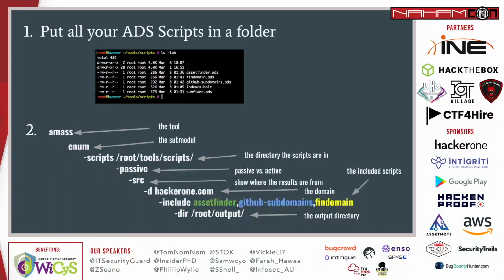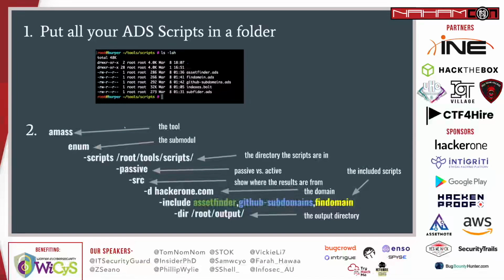And as a short explanation, the passive mode compared to the active mode will not do any DNS validation, so it will simply just spit out the results it is getting from the tools. The -src attribute will show you later in the output which tool produced which output, which is very handy for debugging. The -d is defined to tell Amass which domain it is looking for. In this example, hackerone.com. And the include just defines which of the scripts I wanted to include in my scan. And the directory will be the directory where Amass stores the results for me.